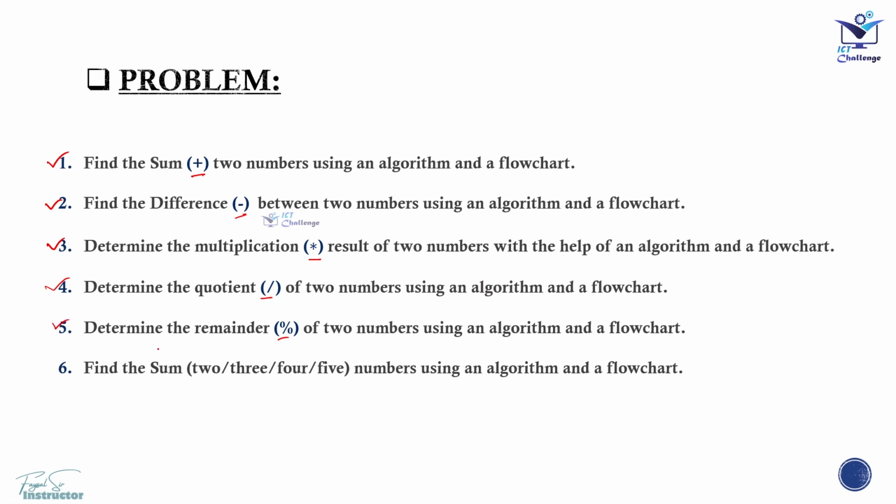Here, determine the remainder of two numbers using the algorithm and flowchart. Sometimes we have a remainder value, sometimes the remainder is 0 and sometimes not. Like if I divide 10 by 2, we have no remainder, that means the remainder is 0. Sometimes we need this value for solving our problem. So that's why we need to know this operation: determine the remainder of two numbers using an algorithm and flowchart. We must learn this also.